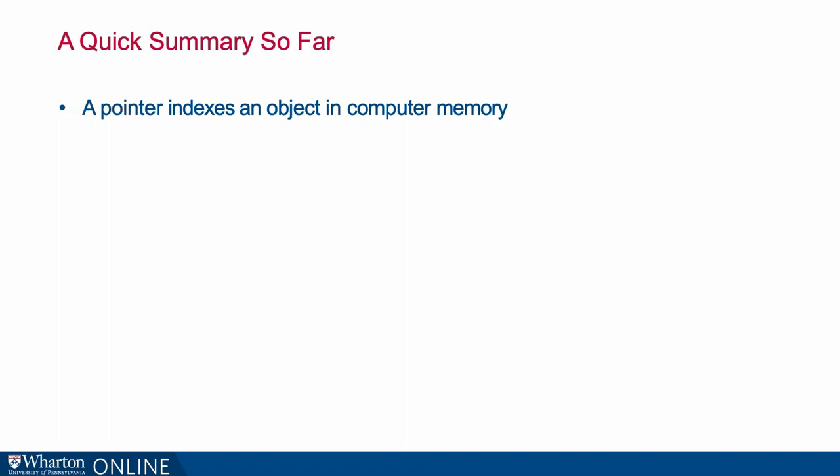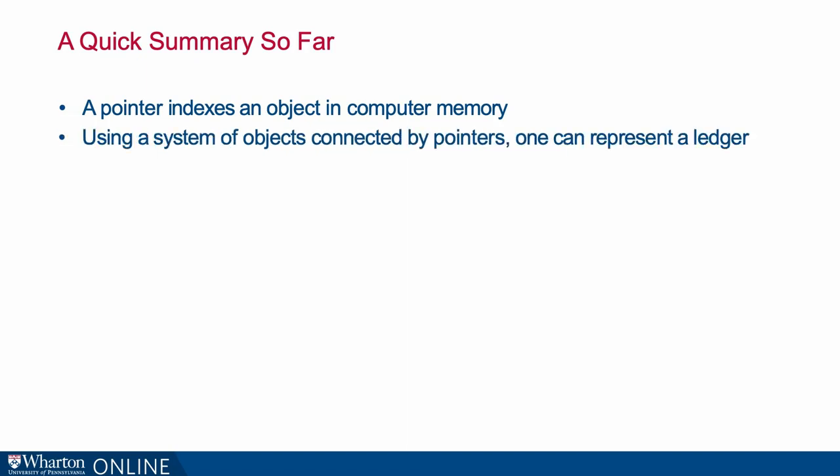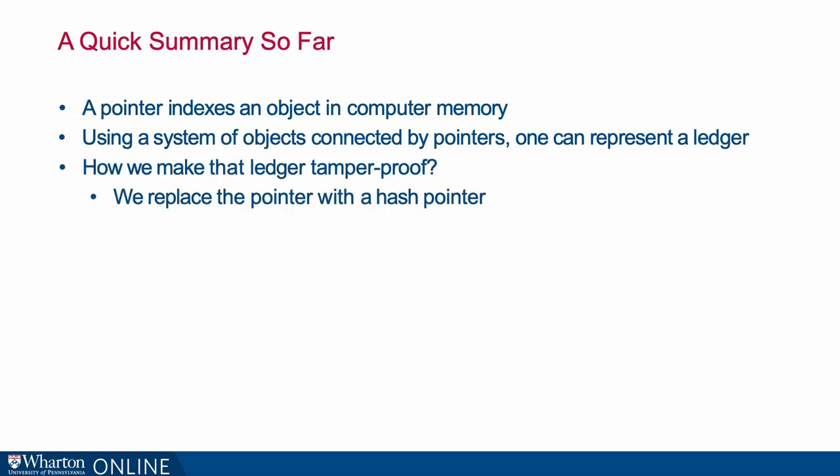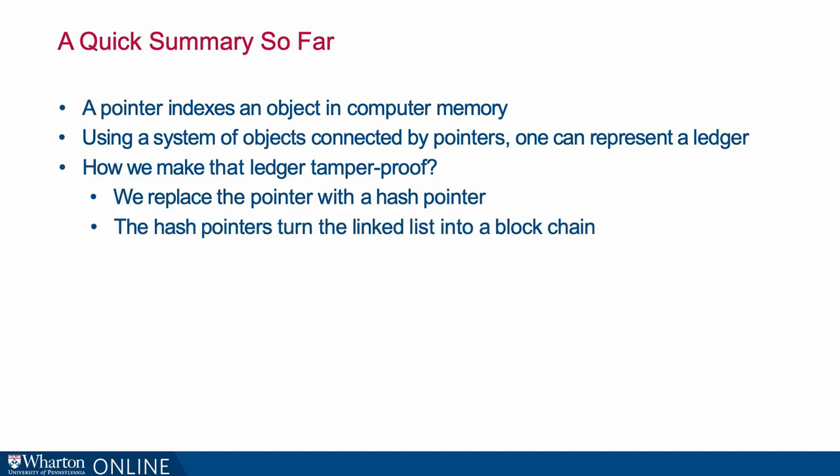So just to summarize, a pointer indexes an object in computer memory. Using a system of objects connected by pointers, one can represent a ledger. Now, how can we make that ledger tamper-proof? Well, we replace the pointer with something called a hash pointer. Now, what this hash pointer does is turn the linked list into a blockchain. So what's a hash pointer? Well, first we have to understand a hash function.